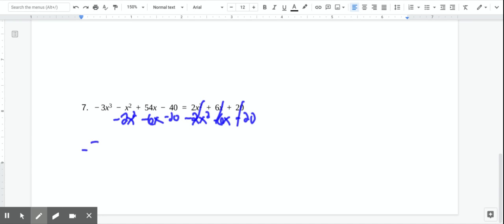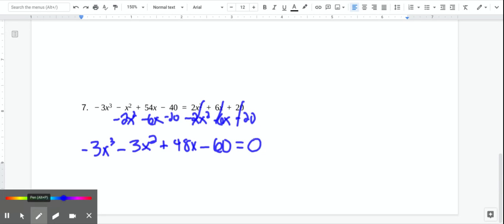So that gives me negative 3x cubed minus 3x squared plus 48x minus 60. Okay, this has 4 terms. There's no GCF, so we're going to have to factor by grouping here.